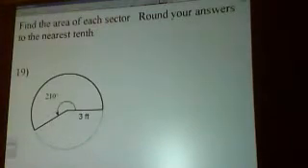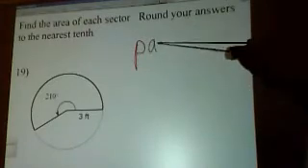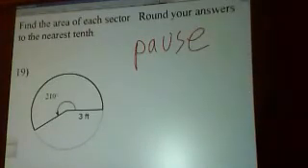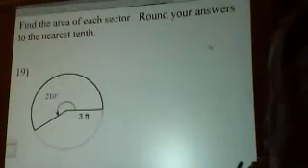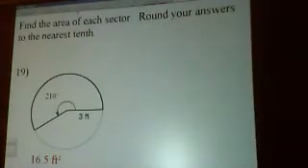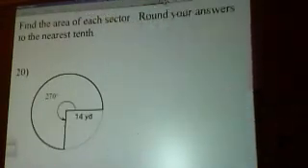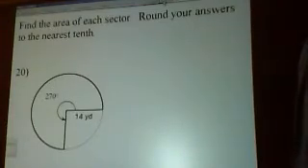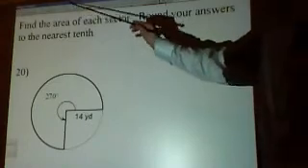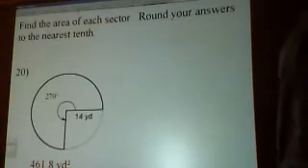Let's try another one, huh? Try number 19. Go ahead and pause the video. Pause. Press it. All right? And did you get this problem? Should have got 16.5 feet squared. All right. So we got another one, okay? Good luck, guys. Press pause and try it on yourself. And this time you should get 461.8 yards squared, okay?